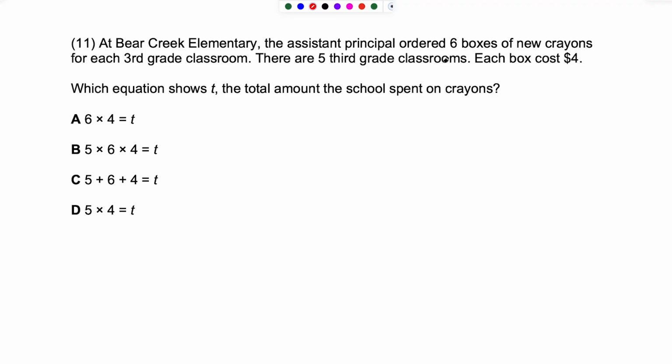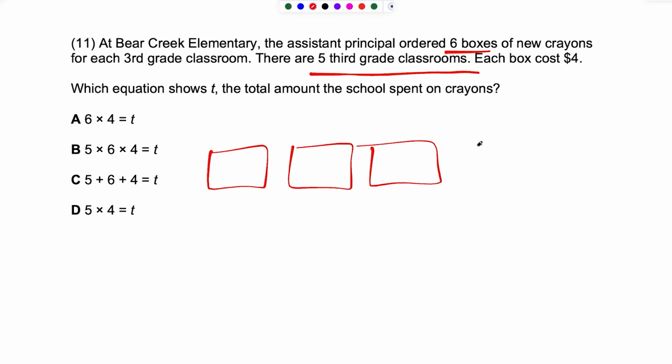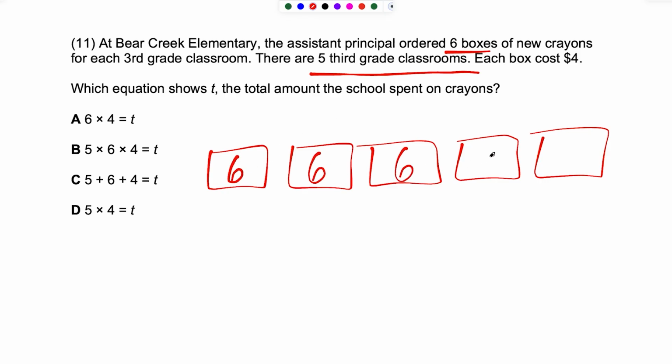So for this one, we have to think about what's happening. The idea for this question is thinking about how these numbers all interact. The assistant principal orders 6 boxes of new crayons for each third grade classroom, and there are 5 third grade classrooms. So let's say I draw out 5: 1, 2, 3, 4, 5. Let's say these represent the 5 classrooms. Each classroom is going to get 6 boxes of new crayons, so that's 6s going all the way through like this.